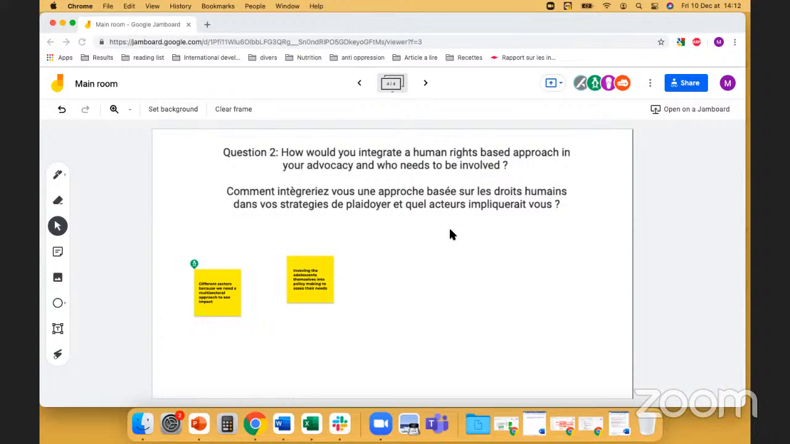So how about others? How will a human rights-based approach be important for your advocacy or for your work? And do you have an idea of other sectors that should also be involved to support us in implementing a rights-based approach to nutrition? Any other sectors? So for example, do you have any idea?